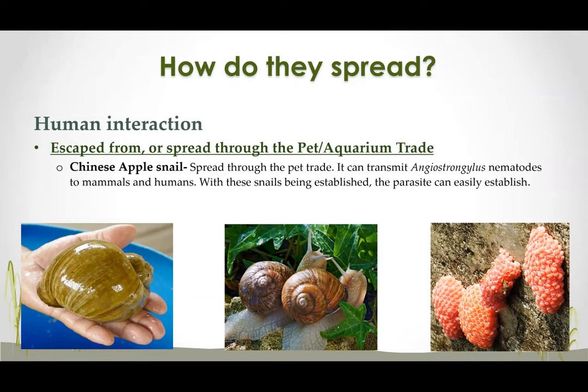So we talked about the lionfish. You have the Chinese apple snail, and it's known to transmit Angiostrongylus nematodes to mammals and humans, where it's native to in China. However, these snails have been present in Texas for almost 30 years. So with them being present, that means the parasite can easily establish. And we'll touch on that later.